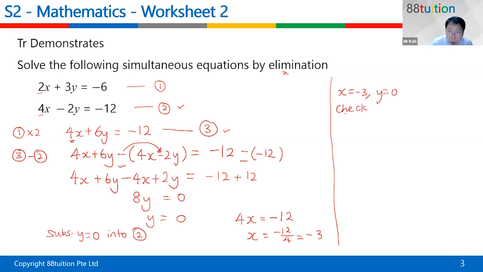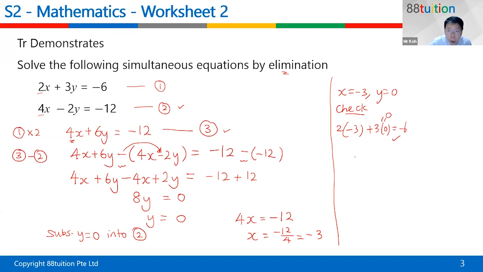Okay, so what do I mean by check? So you substitute your value x and y into equation 1, equation 2, or equation 2, equation 3. Okay, so we shall do that. So substitute into equation 1, 2 times minus 3, and then plus 3 times 0, equal to minus 6. So you have minus 6. So this goes to 0. So this is correct for equation 1.